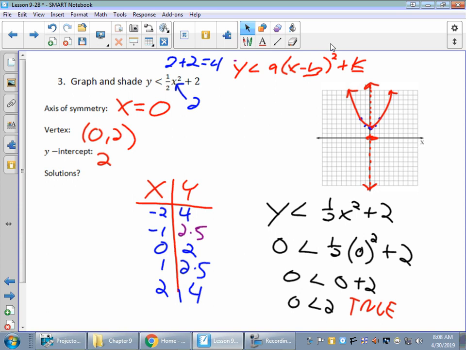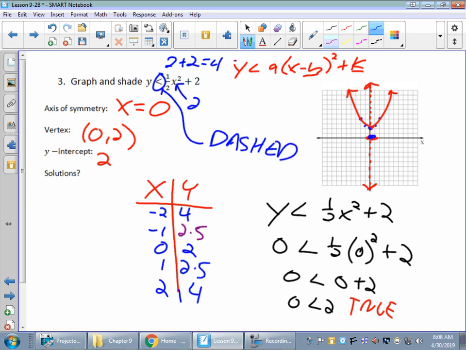So again, it's not about inside or outside the parabola. It's about where the point 0, 0 is here. So since it's true, we're going to shade that part. One thing that we forgot to do is, is it solid or dashed? Well, this one's going to be a dashed line because it's not an or equal to. So I'm just going to go ahead and get rid of some of the lines, just make it dashed. Okay, the best I can.